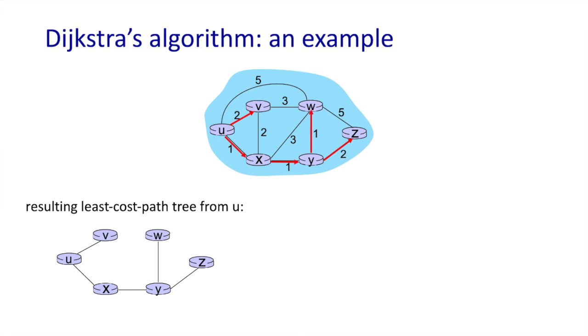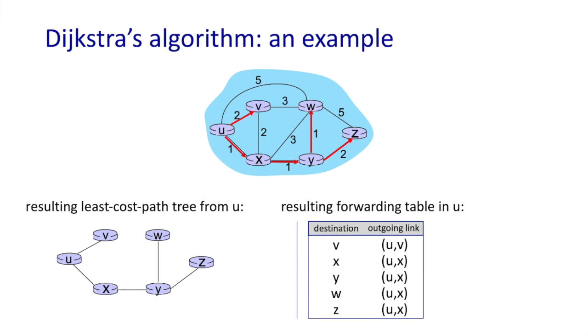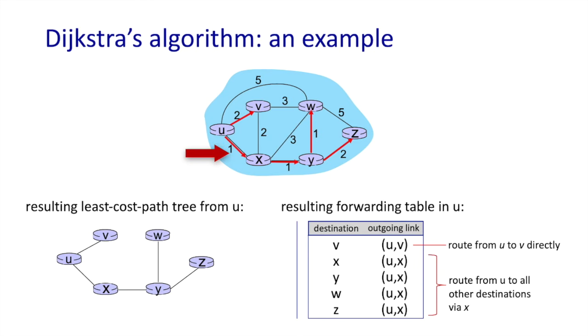And now if you take a look at the network in the bottom left-hand side, you can see the least cost routing tree from node U to all other nodes in the network. From this, we're able to recover the forwarding table. Specifically, from U, if we want to get to destination V, we go across this link here with a direct cost of 2. Otherwise, if we want to get to X, to Y, to W, or to Z, we're going to forward a packet to X because X is the next hop node on the least cost path from U to all of the destinations X, Y, W, and Z.